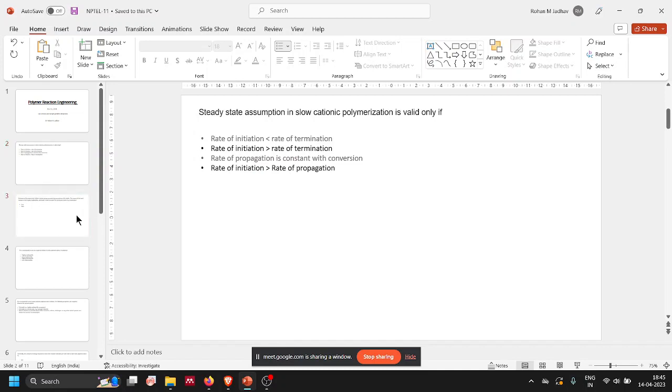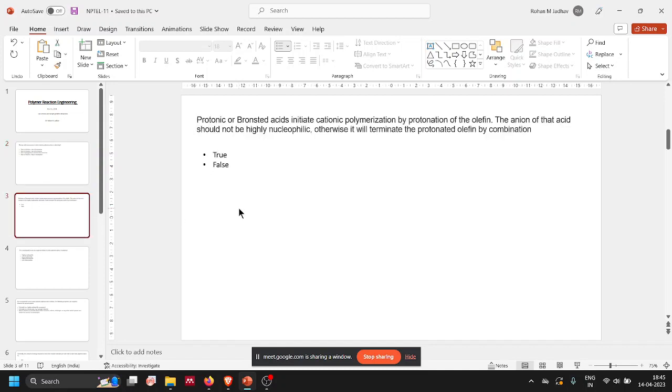Moving on to the next question. Protonic or Bronsted acids initiate cationic polymerization by protonation of the olefin. The anion of the acid should not be highly nucleophilic, otherwise it will terminate the protonated olefin by combination. So it's a true or false question. Protonic or Bronsted acids are used in the initiation of cationic polymerization processes by a protonation reaction.